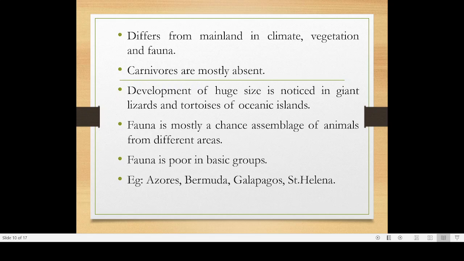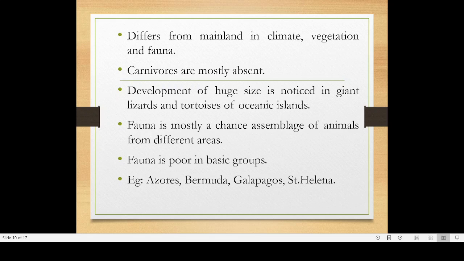So, from different parts of the world, some animals might have reached there by chance. And those animals were able to establish and survive there. So mostly what we are seeing on an oceanic island is a chance assemblage, or a collection of animals which reached there mainly by chance. So it's a chance assemblage of animals from different areas. Then faunal diversity is poor in basic groups. Basic groups means fishes, amphibians, reptiles, mammals, birds. These are the five basic groups.